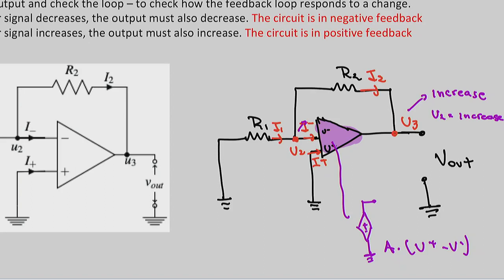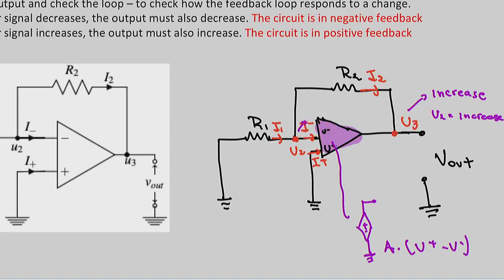Well, if we are increasing U3, you can even forget about the amplifier. You know how this circuit is working. This is a voltage divider right here. So if you increase the output, you're going to increase the voltage in the middle too. Even though the voltage is dividing, it's going to be increased also because U3 is increased. So when you increase U3, you increase U2, which is connected to U minus.